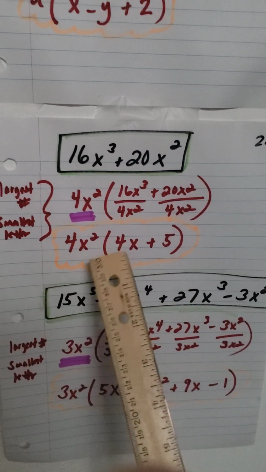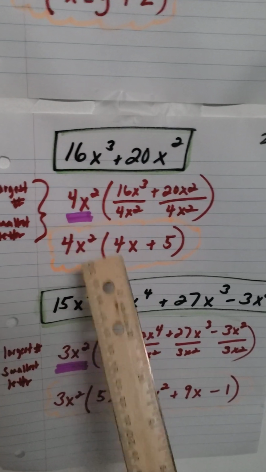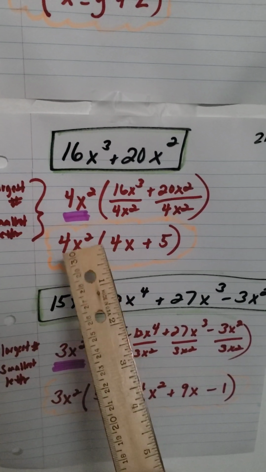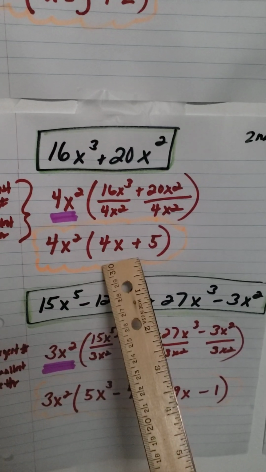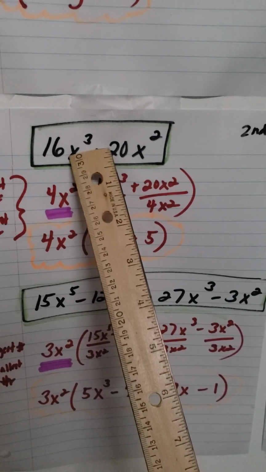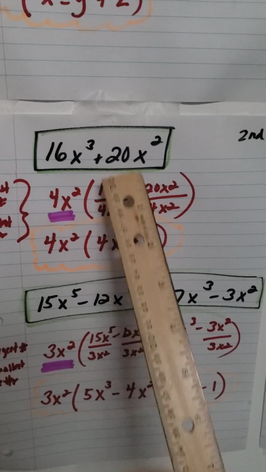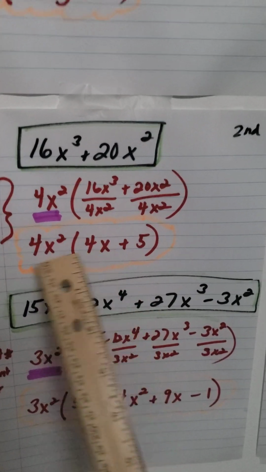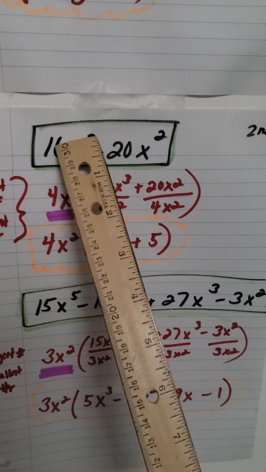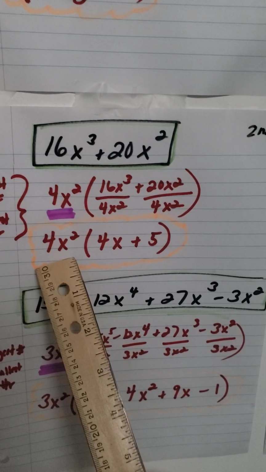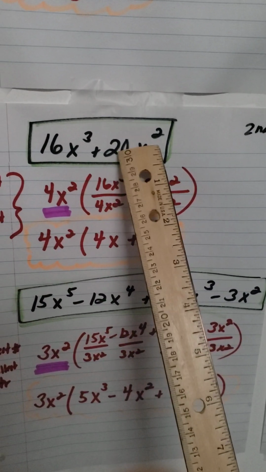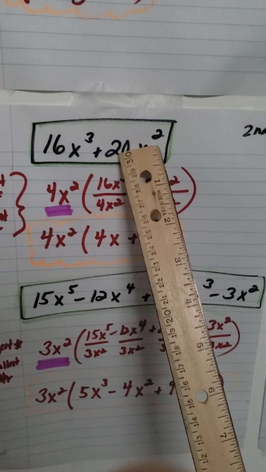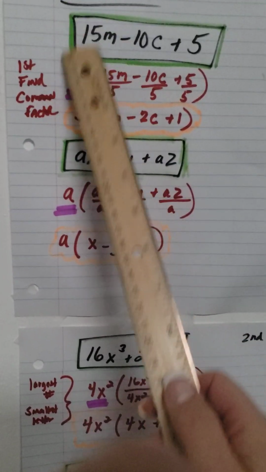Let's see, 4 times 4, that's 16. And when you multiply letters, x squared times x, you add them. So x cubed. When you divide, you subtract. When you multiply, you add. And then if I did 4x squared times 5, I would get 20x squared. All right? So it could have a number.